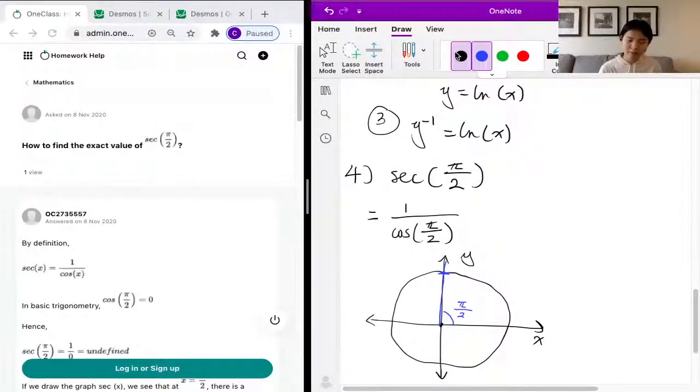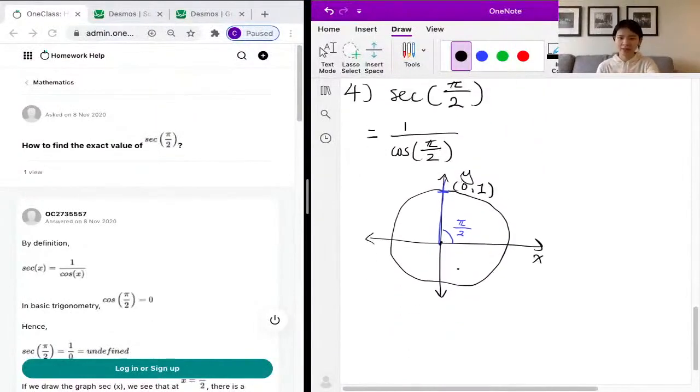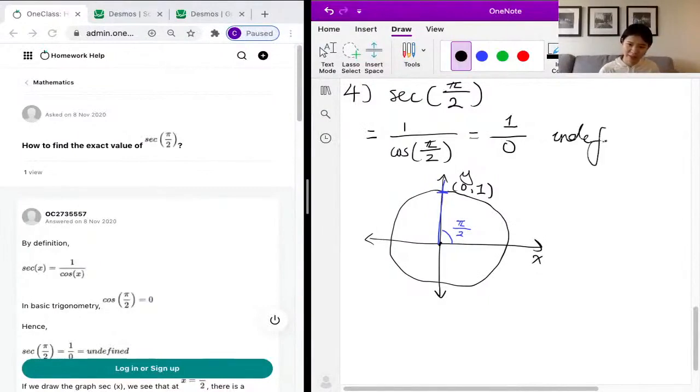We know that the point over here is actually (0, 1). And we know that on the unit circle, the cosine values are the x values and the sine values are the y values. So the cosine of pi over 2 is equal to 0. So secant of pi over 2 is 1 over 0, which doesn't have a result because 1 over 0 is not defined.